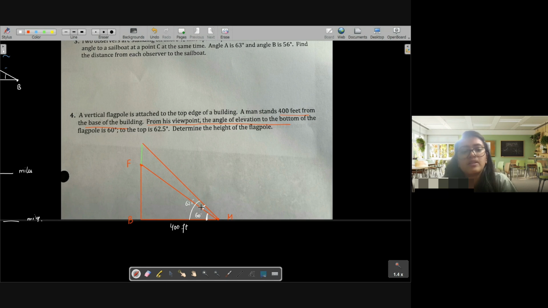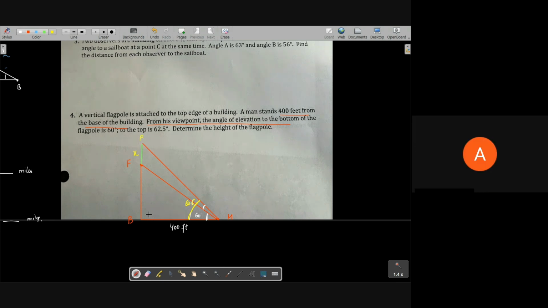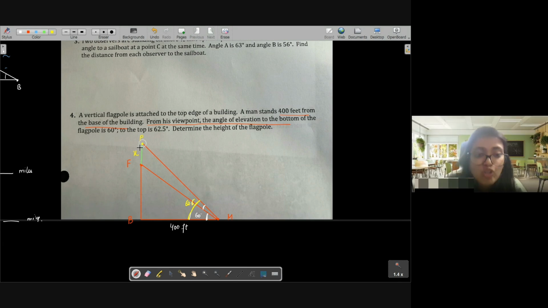But you don't need that. I'll use a different color for the bigger angle, 62.5. Now, what do we have to find out? Determine the height of the flagpole. The green length we have to find out. Let's call this point P. The green line is the flagpole. This point P is the top of the flagpole, and this point F is the bottom of the flagpole.